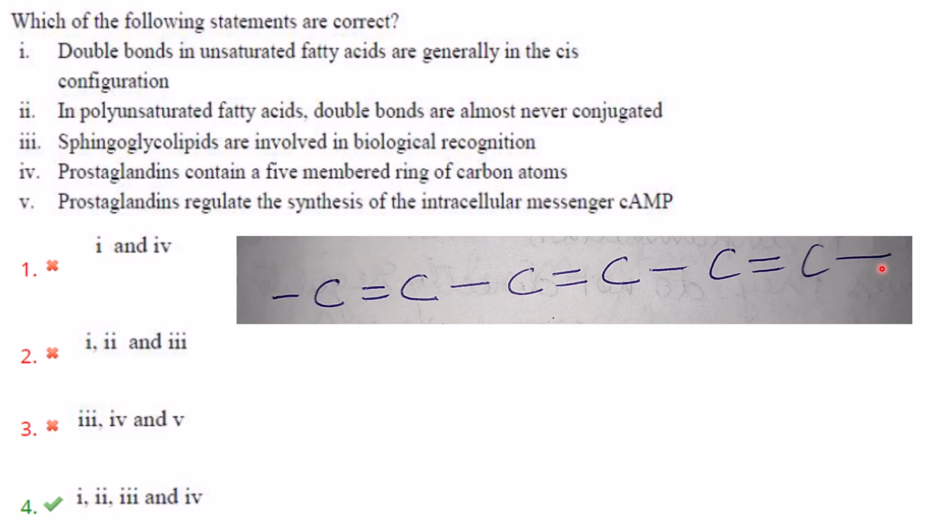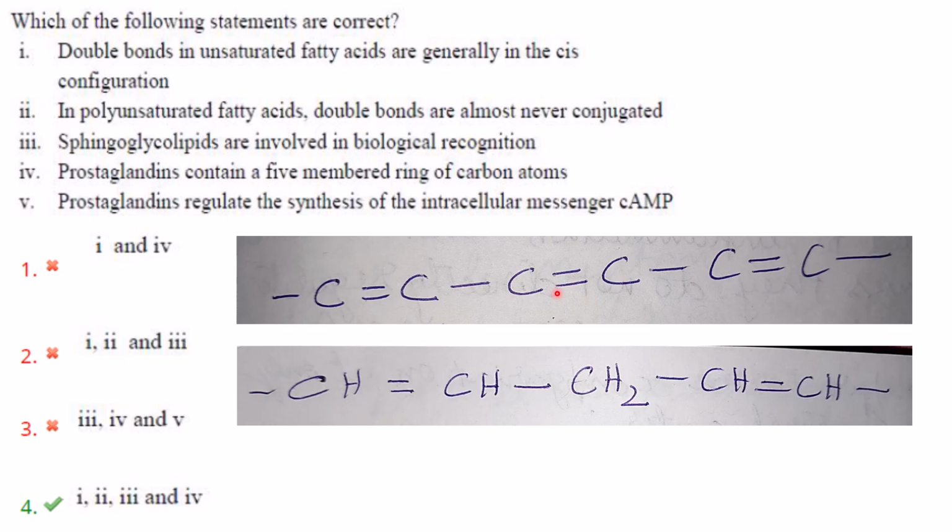Now non-conjugated means they have double bonds which are separated by at least one methylene group. See here, the double bonds are separated by a methylene group, that is unconjugated fatty acid. Now what are they telling? In polyunsaturated fatty acid, double bonds are almost never conjugated. Yes, that is correct in case of the PUFAs.